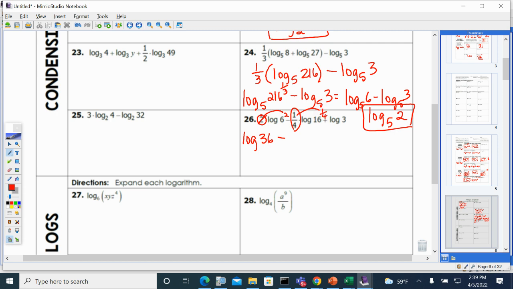Again, it's a fraction. So 4th root of 16. The 4th root of 16 is 2. So log of 2 plus log of 3. So left to right, I'm going to divide first. So the minus tells me to divide 36 by 2, which is 18. And then from here, we want to multiply the 18 times the 3 and get log of 54.